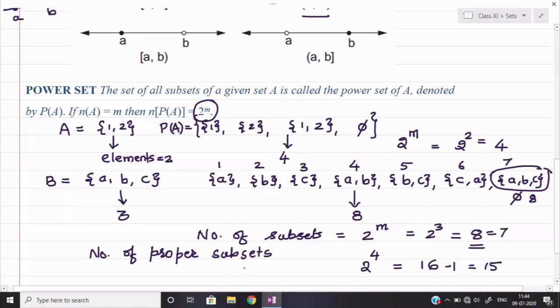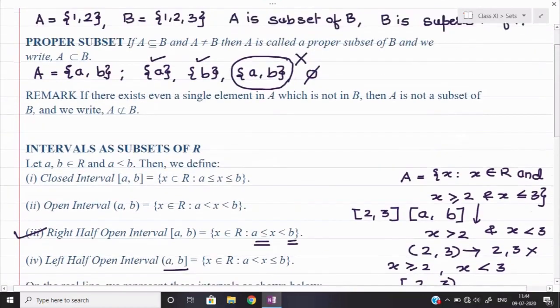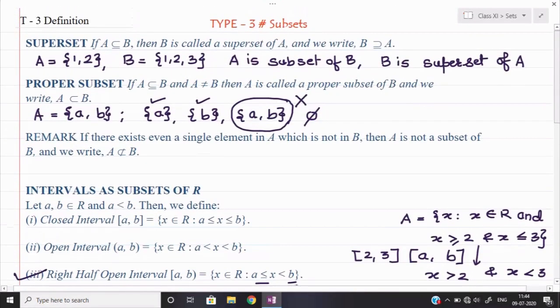So what can be the formula for this? The formula will be 2 to the power m minus 1. This is your formula for the number of proper subsets of a given set. If they are not talking about proper, then you include the set itself as a subset also. Okay, students, so this is clear. I hope that in this definition we have covered all definitions in a proper manner. We have taken some time, but when we start the questions, things will be clearer to you.